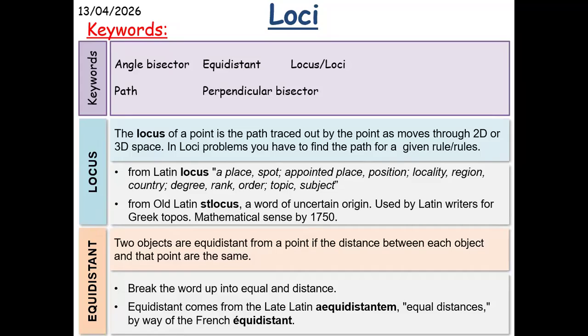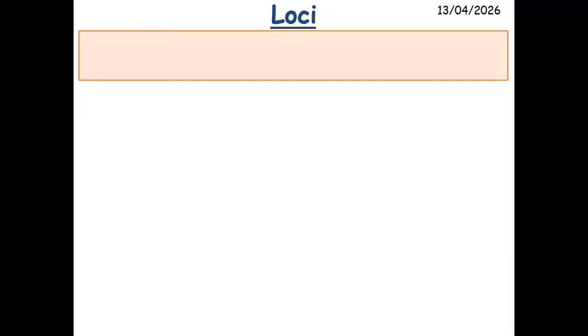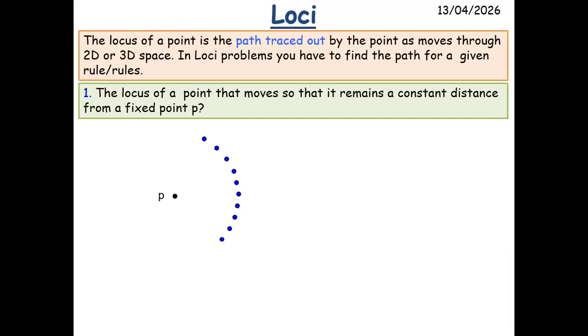Hello, today we're going to be looking at loci. The keywords I want you to take note of: number one, angle bisector, path, equidistance, perpendicular bisector, the locus of a point. Okay, now let's look at that. The locus of a point is the path traced out by the point as it moves through 2D or 3D space. In loci problems you have to find the path for a given rule or rules.